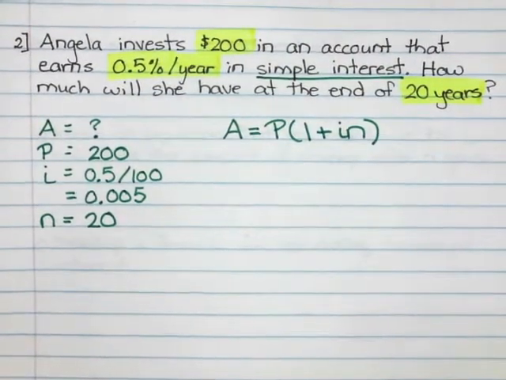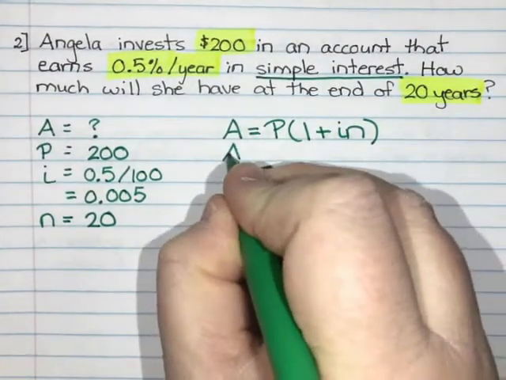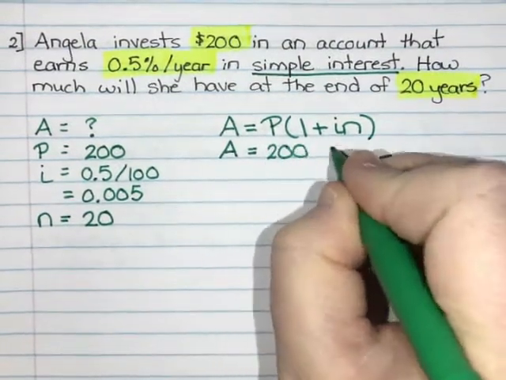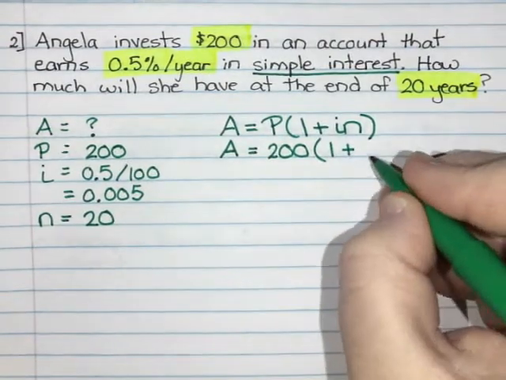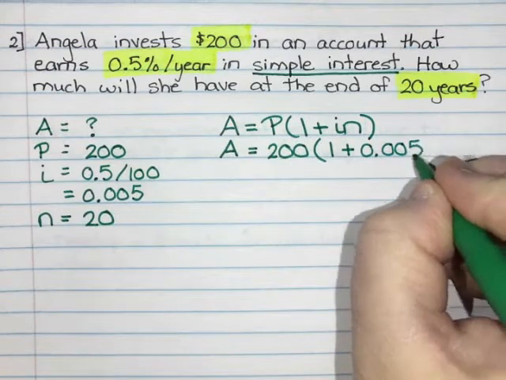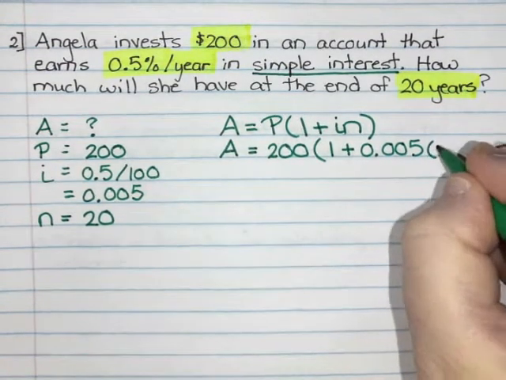So I'm going to sub all of those things into my equation. For A, I'm just going to write A. We don't know what it is. P is 200. And then I have times, in a bracket, 1 plus I, my interest rate, which is 0.005. And then N is my number of years. That is 20.